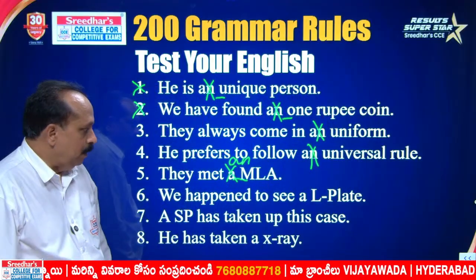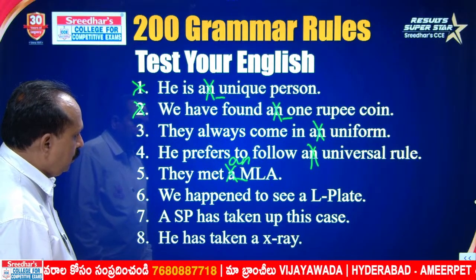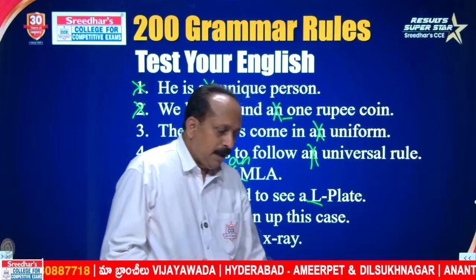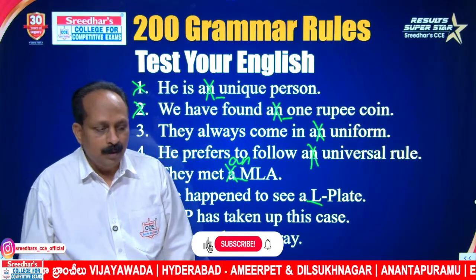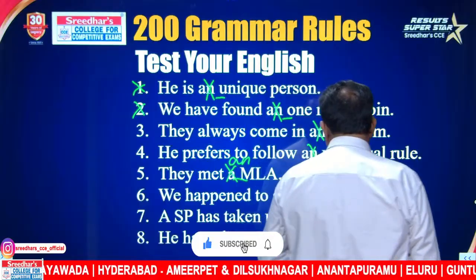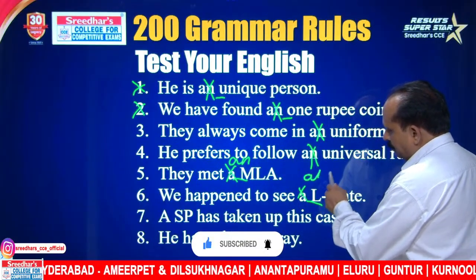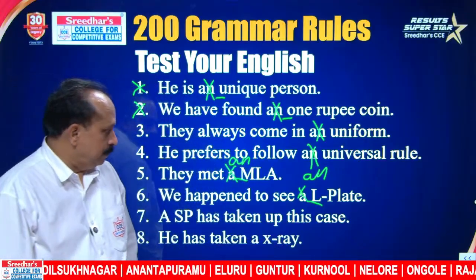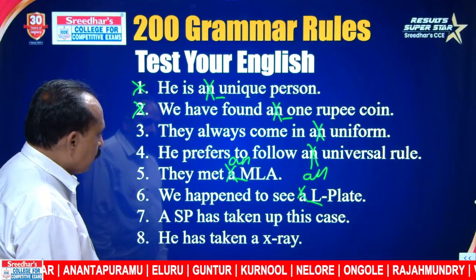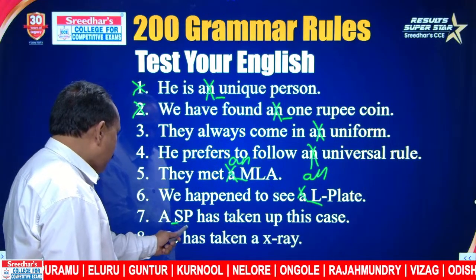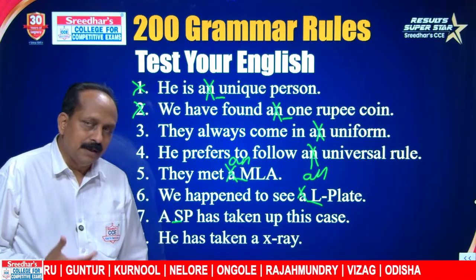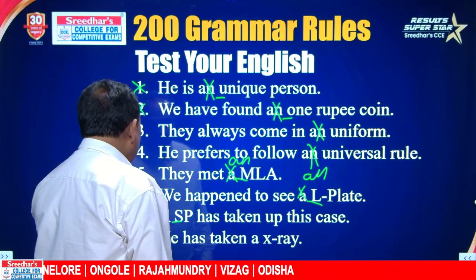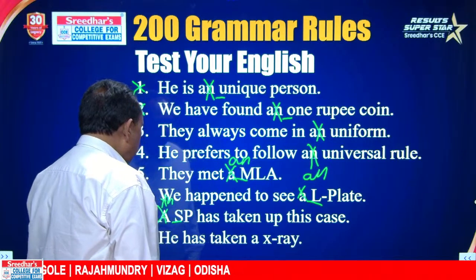They met an MLA. We happen to see a L plate. L is a consonantal letter, but when you pronounce L, E sound is there. Based on that, we cannot say a, we have to say an. An L plate. ASP has taken up this case. Again, S, ES, S, E sound. Based on that, we cannot say a, we have to say an SP.